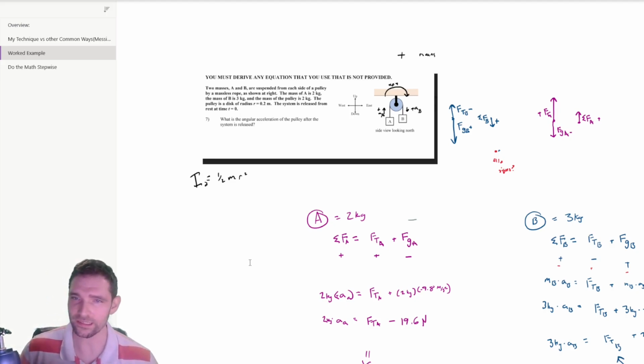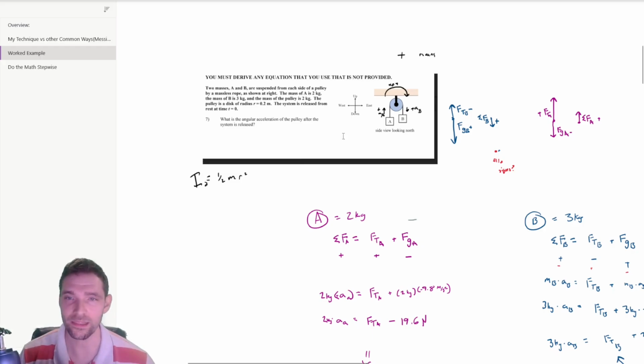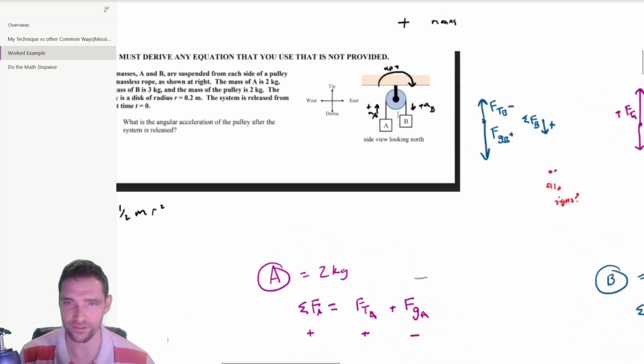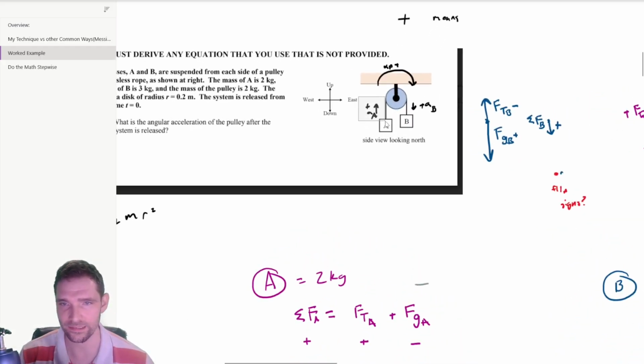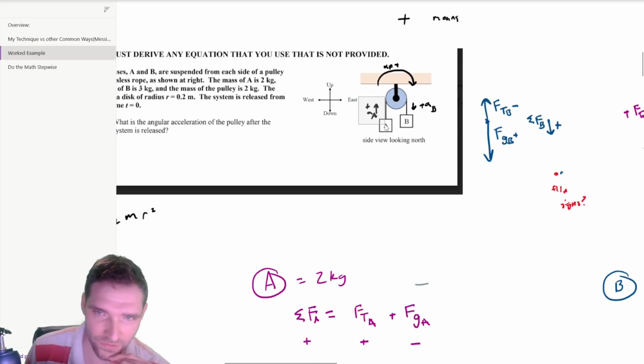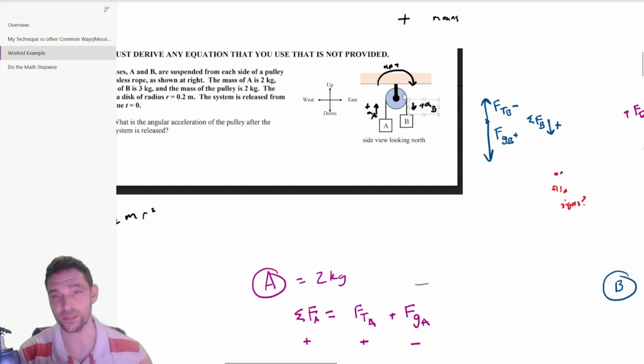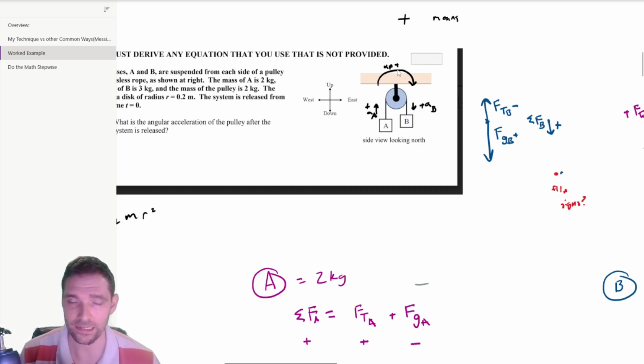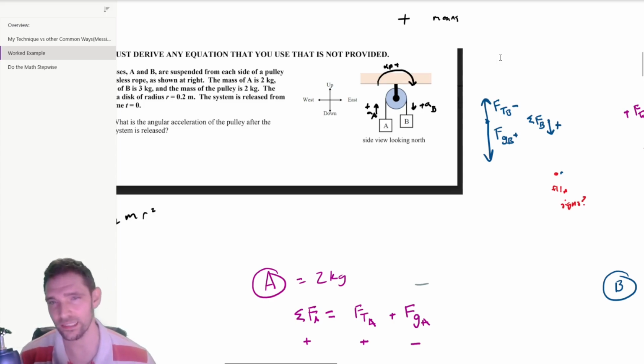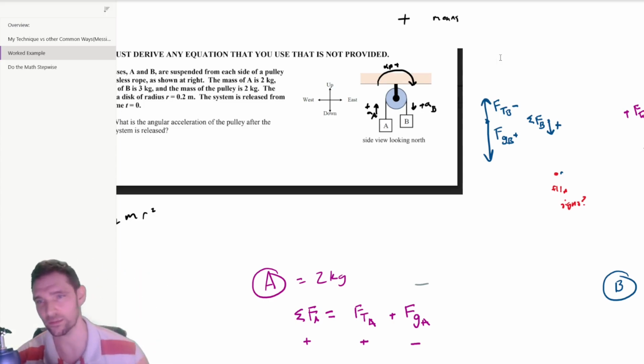So when we're looking at this problem, the main thing is defining that direction and knowing that the positive acceleration for A is going to be going up, the positive acceleration for B will be going down, right? And it looks like this will be spinning that way. And so I was thinking about considering that positive spinning that way.